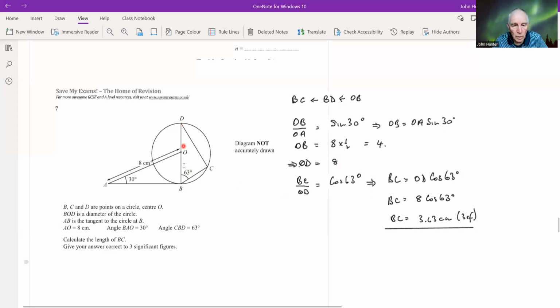So we're going to then use that 8 together with this 63 degrees, because the cosine of 63 is BC over this 8. So I've written OD, but actually I mean BD. So BC equals 8 times cos 63, and therefore BC equals 3.63 to 3 significant figures. So that's number 7.